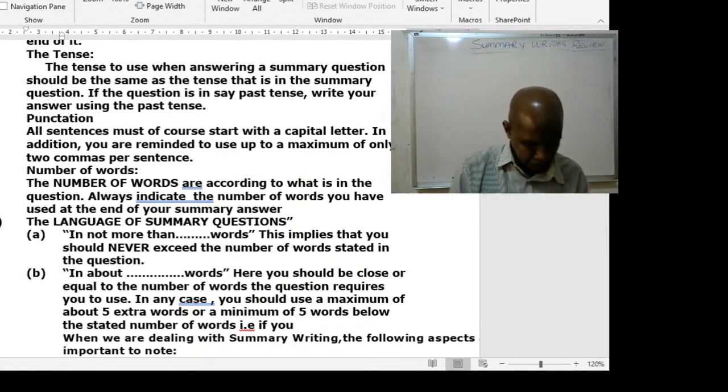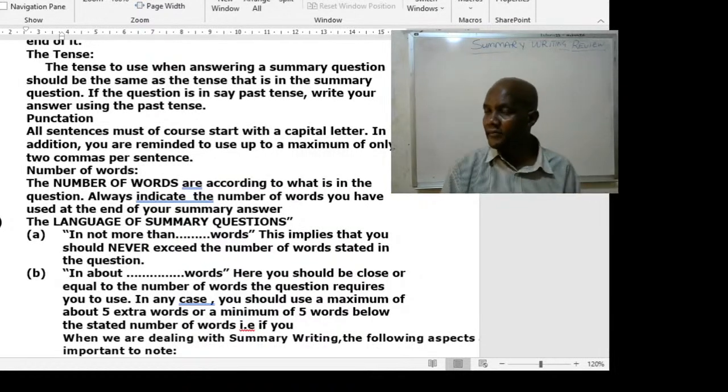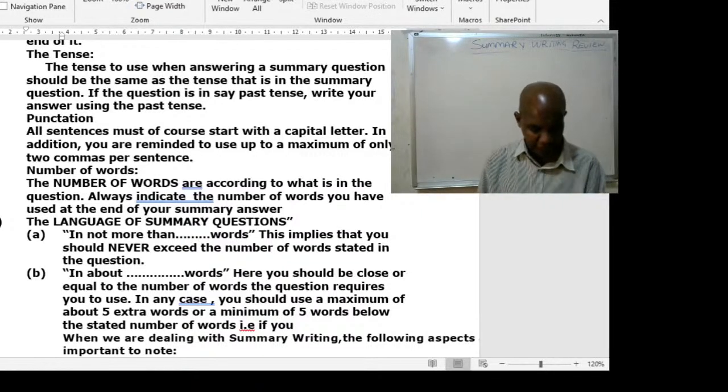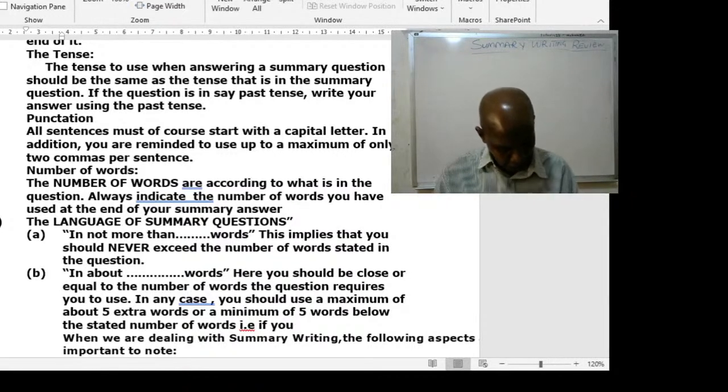In that section which I've titled the language of summary questions in the document which we call summary 1, we are saying, for example, in not more than so many words. So if you get a question that says no more than 50 words, it means that the maximum number of words must be 50. Don't write 60, don't write 70, don't write 51 words. The maximum number of words must be 50 if the question says in not more than 50 words.